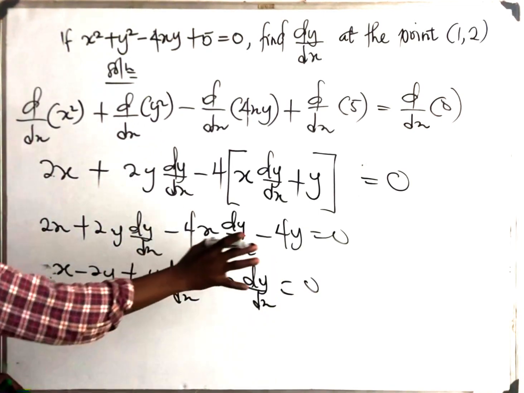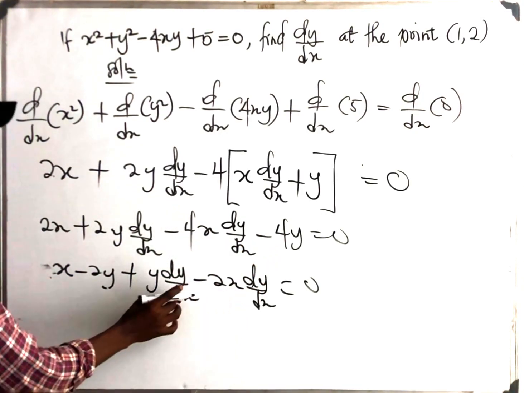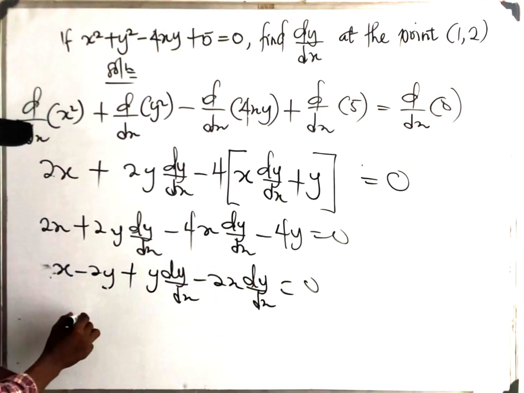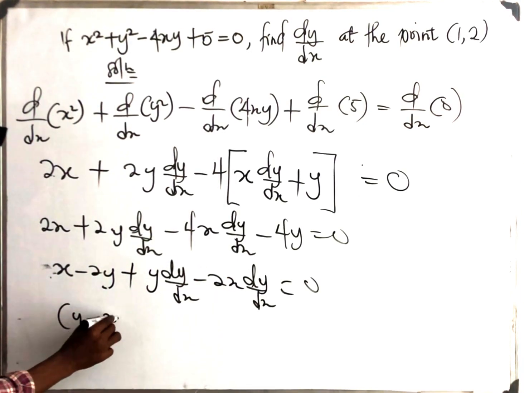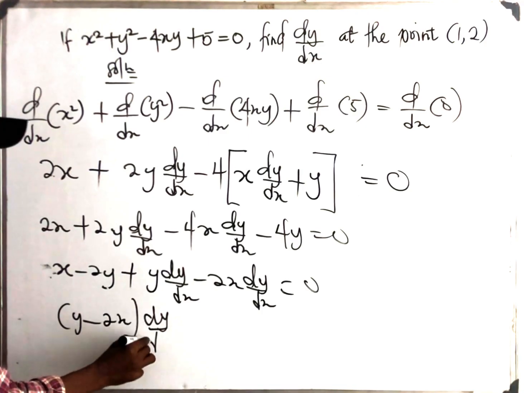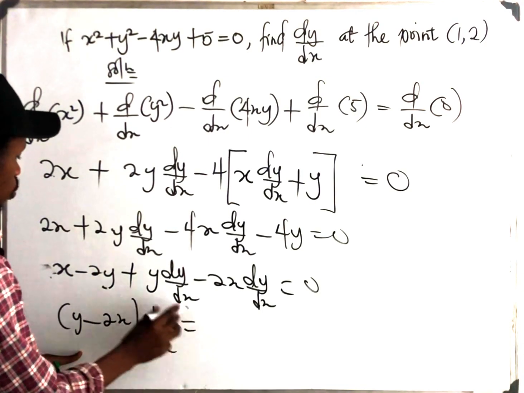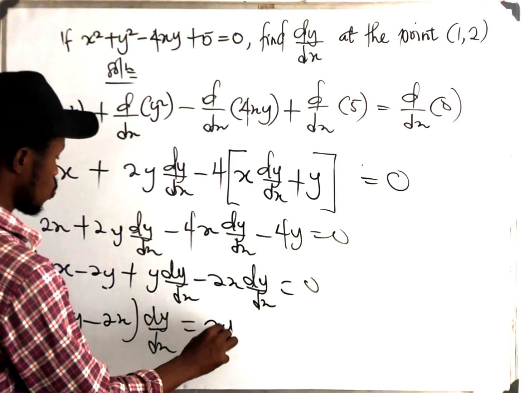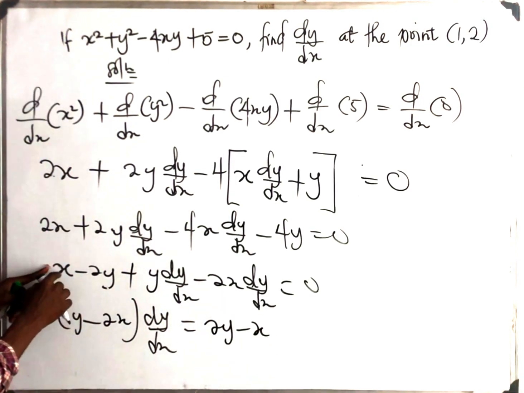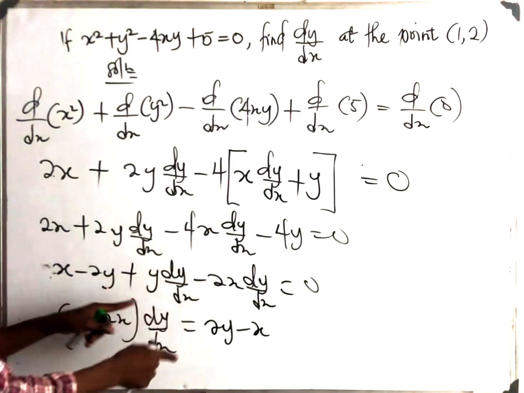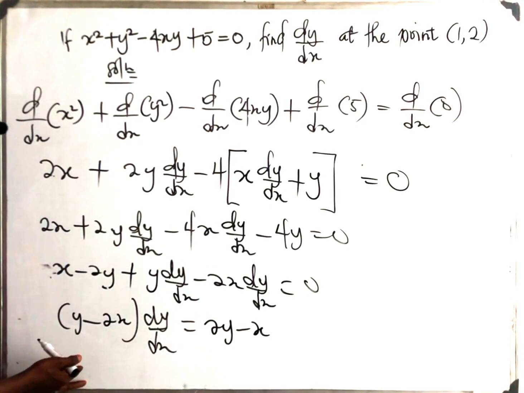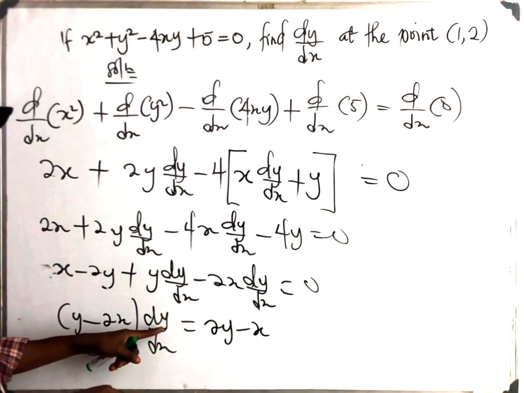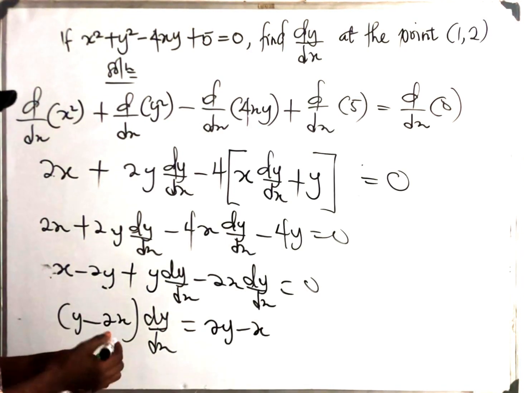So let me send this 2 here so that I will maintain this side. But remember, this is dy/dx, this is dy/dx, so I can factorize that one out. So I have y minus 2x, dy/dx out. Is that okay? Equals, if I send this one there, I'm going to have 2y minus x. Remember, if I send it, this one going there becomes negative, this one coming there becomes positive. So this is what I have. At this point, I need to divide both sides by what? y minus 2x, so that this one will stand alone. That's what we were asked to find.